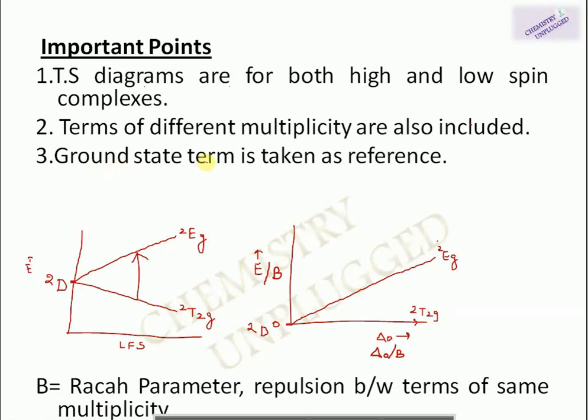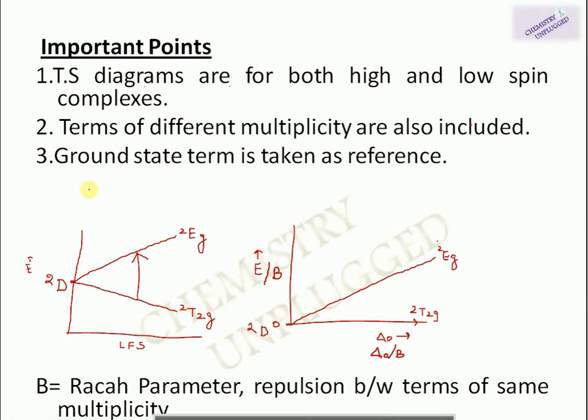So here I have written that ground state term is taken as reference. So how will you identify ground state term? You know that ground state term is calculated using Hund's rule. First, filling the electrons following Hund's rule, the filling will give you the ground state term.